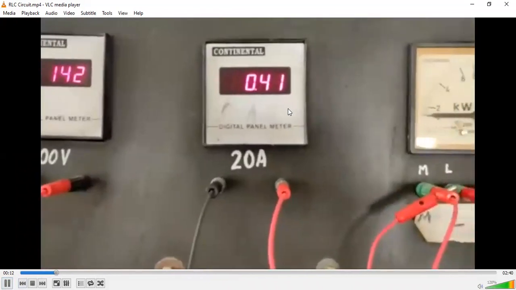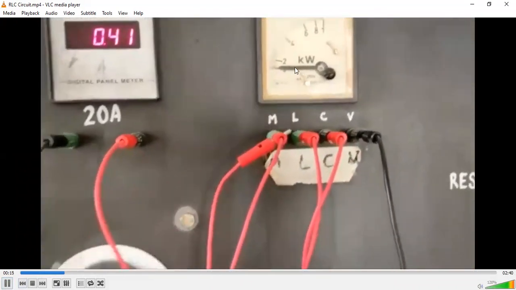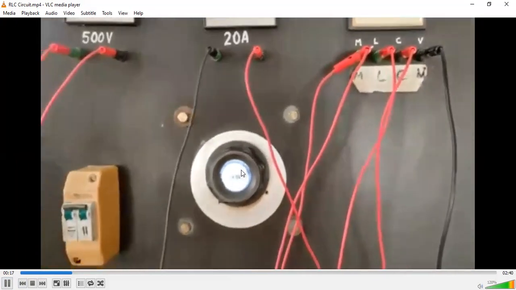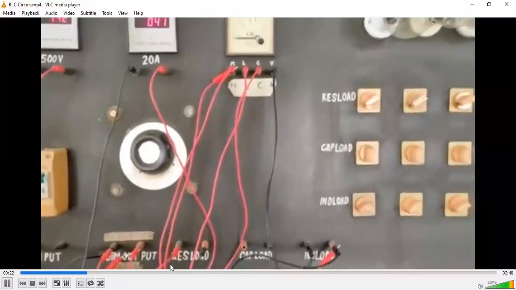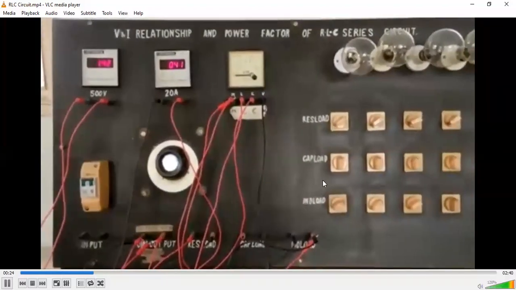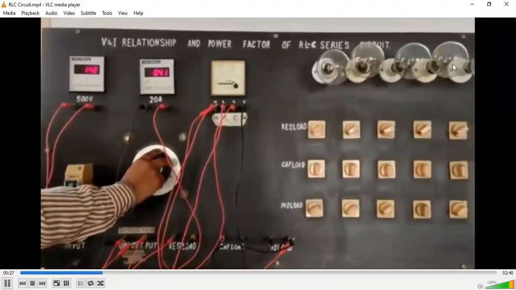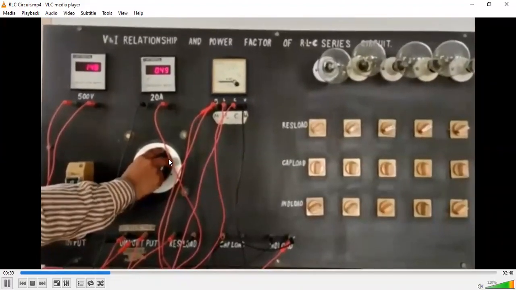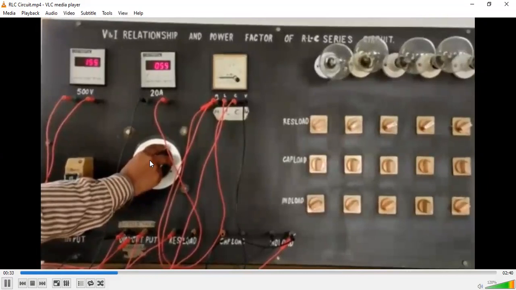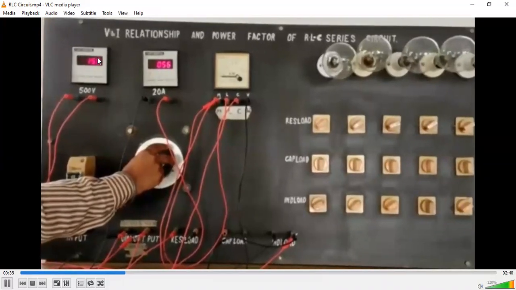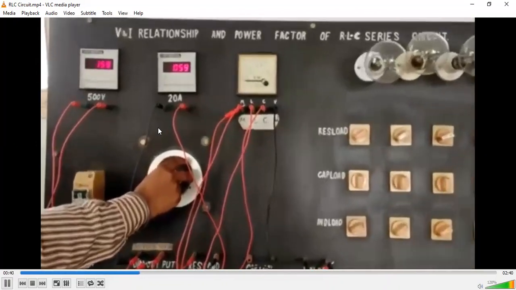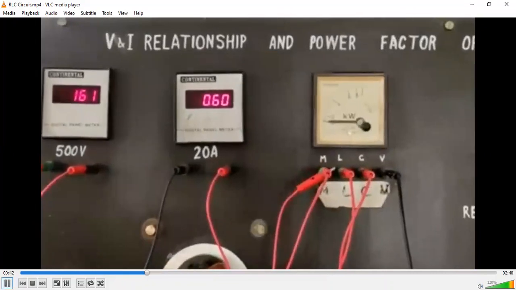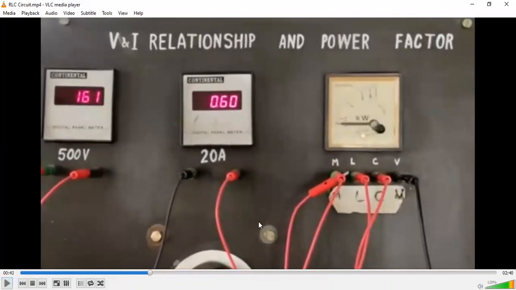This one is the ammeter, this is the wattmeter, this the kilowatts. This one is the auto transformer, this one is the DPST, and these are the different panel switches: resistive load, capacitive load, and inductive load. So here the load is connected in the form of bulbs. So see here the movement of the hand. When the hand is rotating, the voltage changes on this voltmeter, and correspondingly the current also changes. So you can also take the readings from here. Just pause the video and note down the readings.